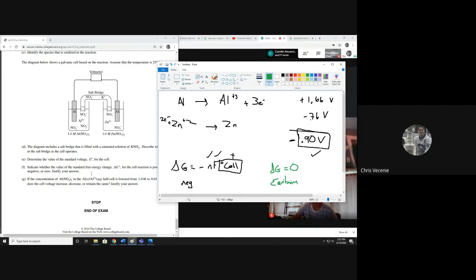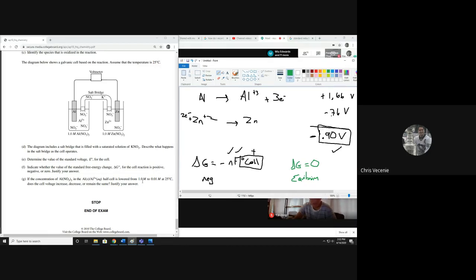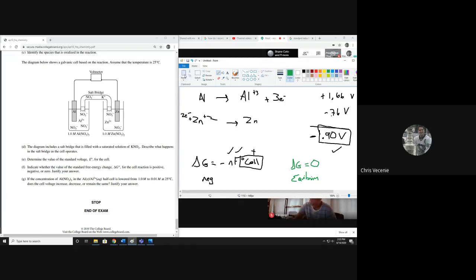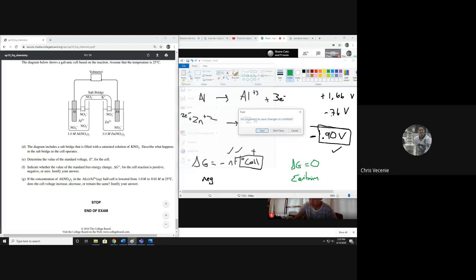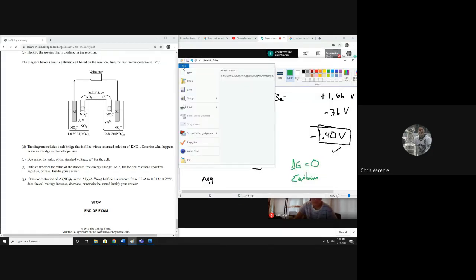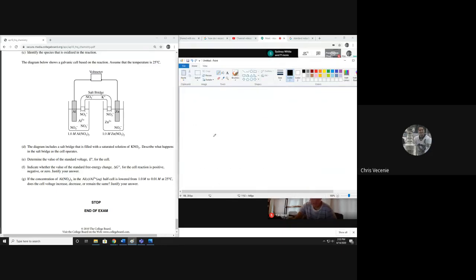But that's just the little link between each of those. All right, finishing out the question. It says if the concentration of Al(NO3)3 in that Al half cell is lowered from 1.0 molar to 0.01 molar, does the voltage increase, decrease, or remain the same? So this is a Nernst equation type effect, but you don't need to run the math. You guys just need to see what happens to your cell.